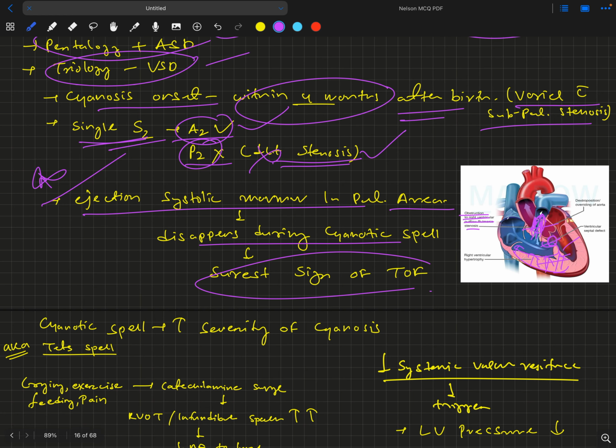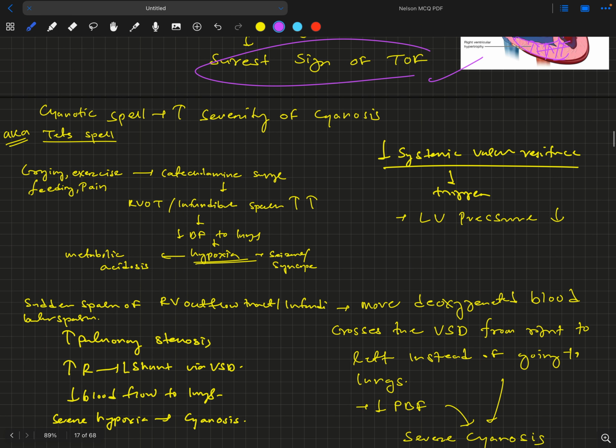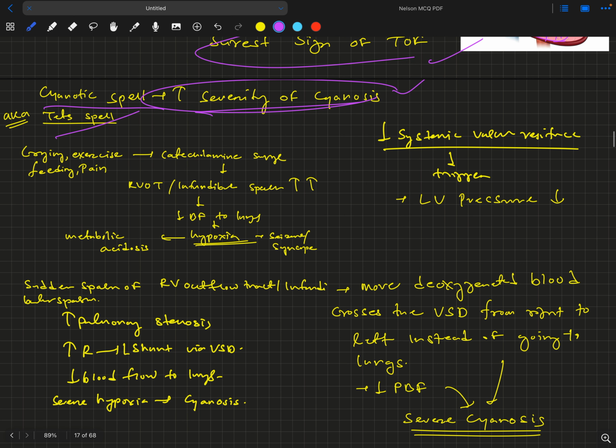If the murmur disappears during a cyanotic spell, the ejection systolic murmur, then it is the surest sign of tetralogy of Fallot. So what is a cyanotic spell? A cyanotic spell means increased severity of cyanosis. The cyanosis becomes more intense. This is also known as a TET spell.